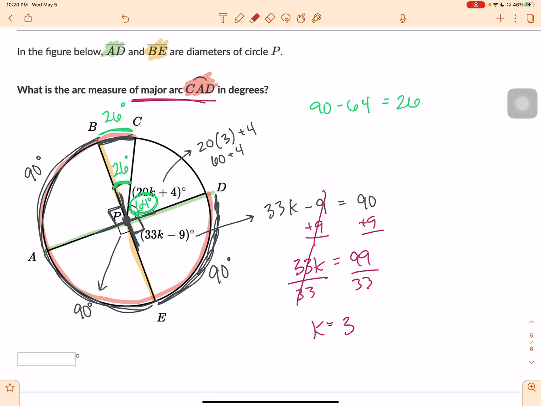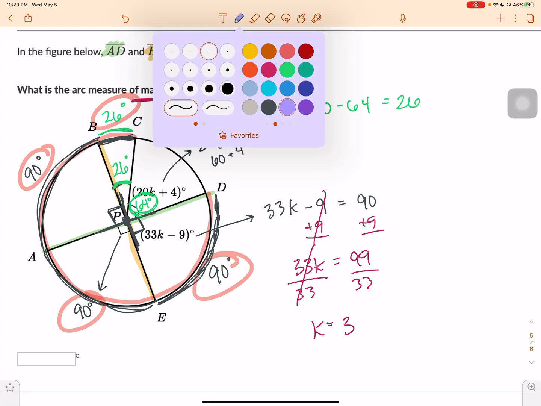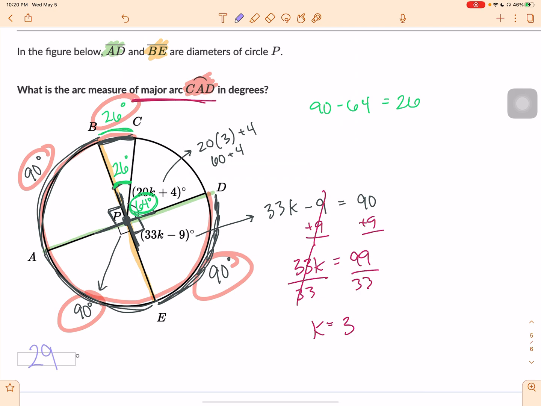So I need to add together 26 plus 90 plus 90 plus 90. So that's 270 plus 26, which is 296 degrees. And then we're good to go.